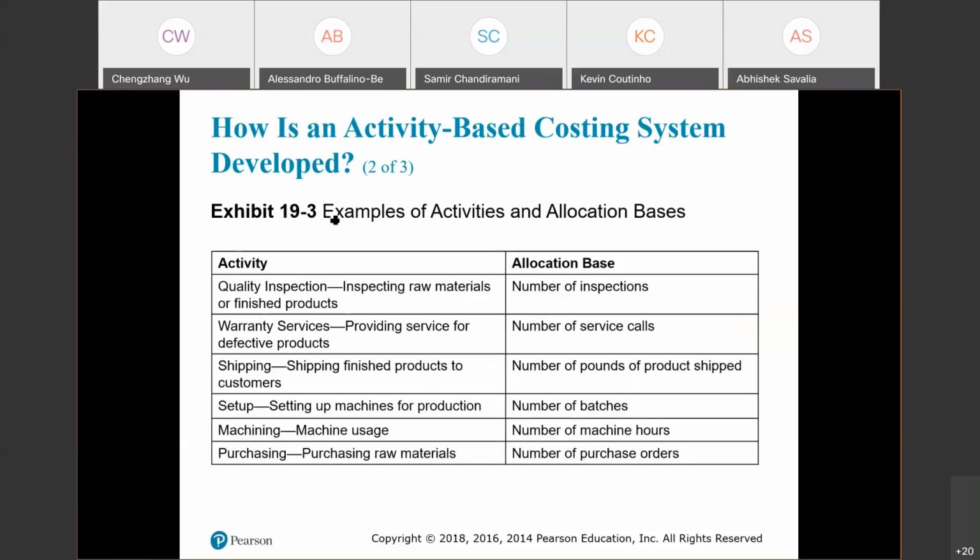So usually we could have the quality inspections, warranty services, shipping, setup, machining, and purchasing. We can regard these things as activities, which can be a proper allocation base for each different activities.